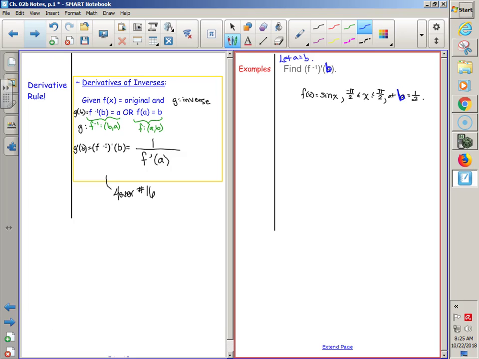Remember, this isn't what you think it is. This isn't the X of the original. This is the Y. That's good. Okay, so how am I going to find F inverse prime of 1/2? I'm going to do 1 over F prime of 1/2.